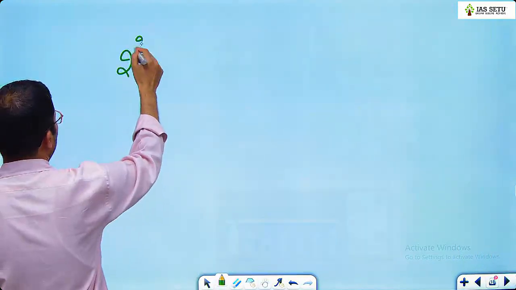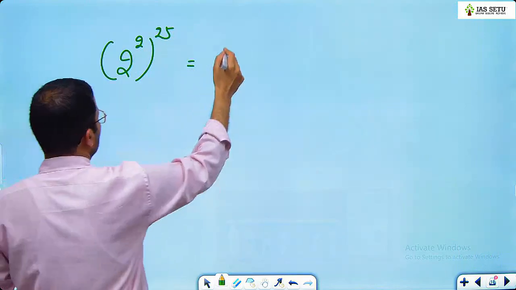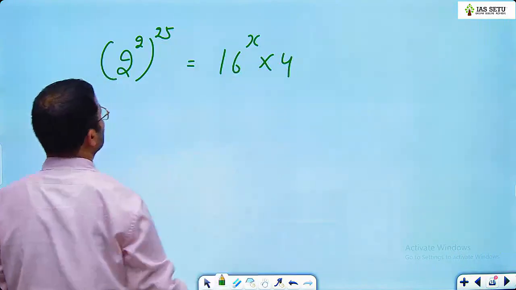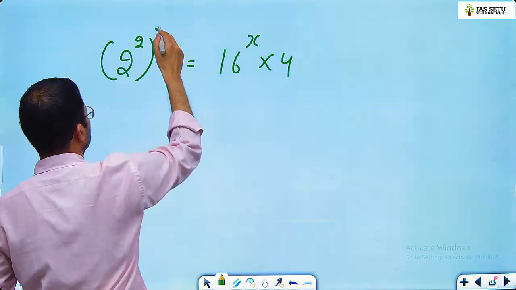2 to the power 2 bracket 25 equals 16 to the power x into 4. You have to find the value of x.